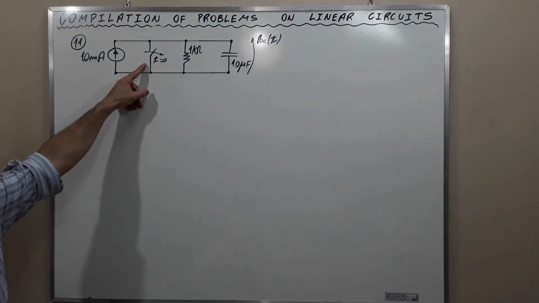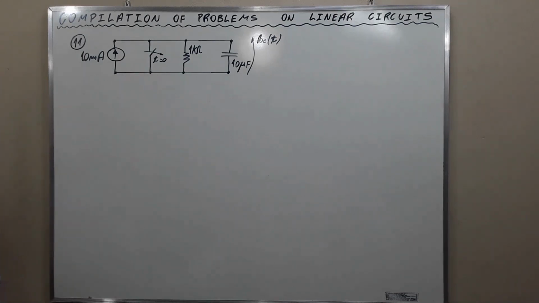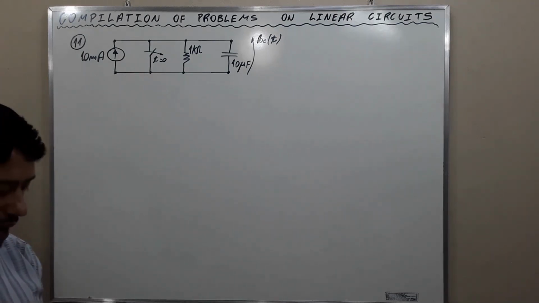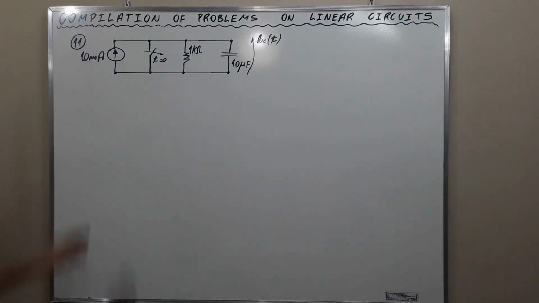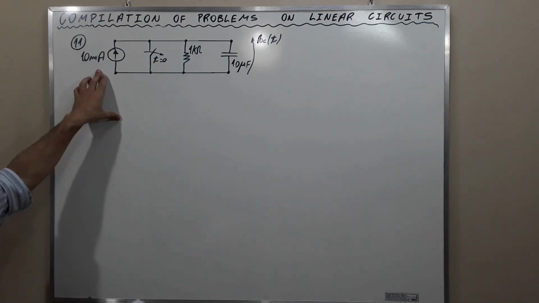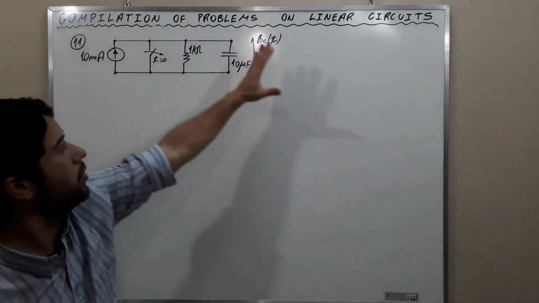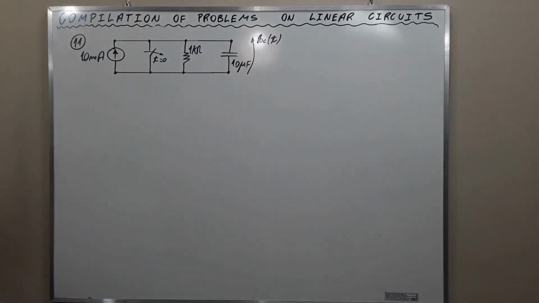Observe that before the switch opens, there is a short circuit here. Can you see? Therefore, the entire current of this DC current source passes through the branch of the switch, and no current goes to the other side.